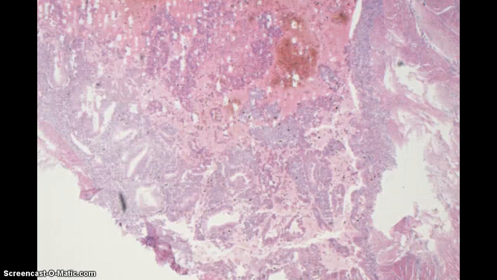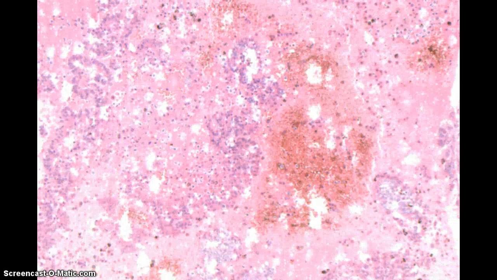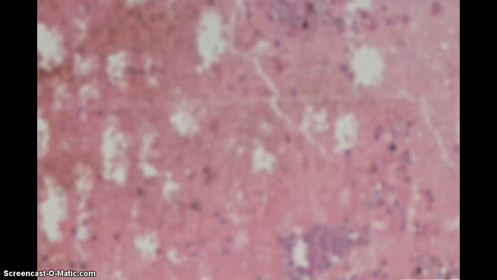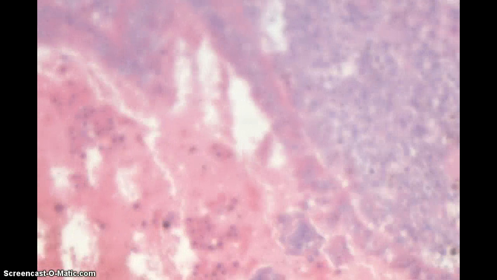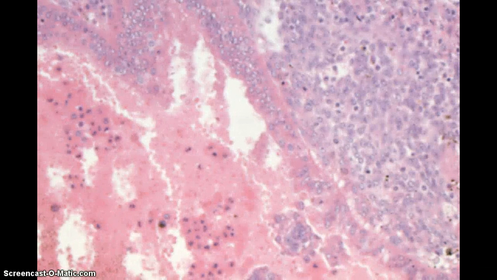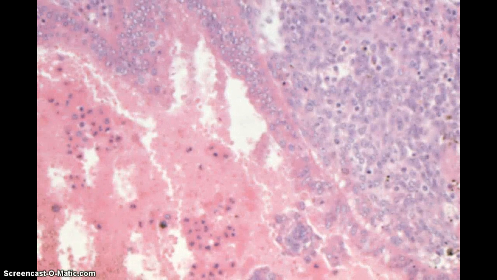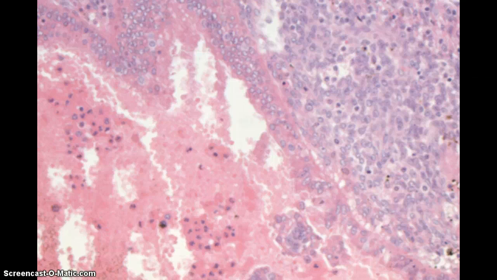If we look across into an area like this, maybe our congestion was due to the fact that in some areas there is evidence of recent hemorrhage as well. Just as that renders, there's a bit of residual endometrial stroma and endometrium and blood.